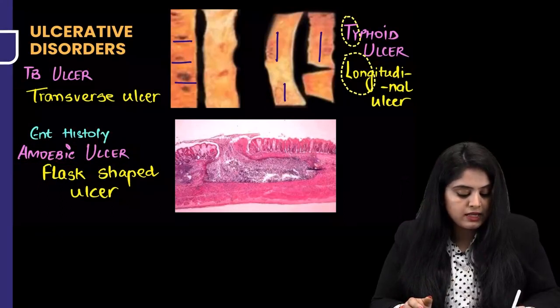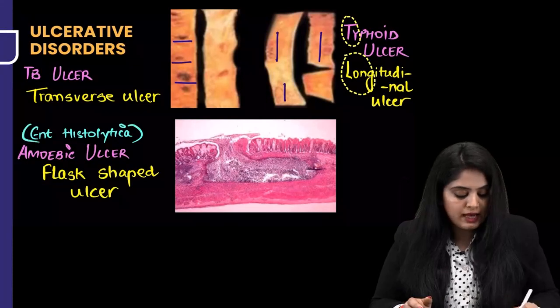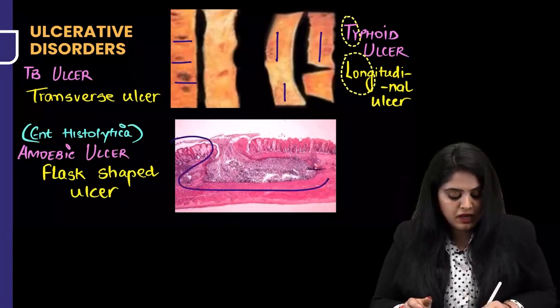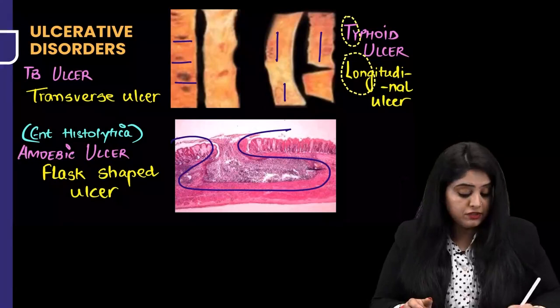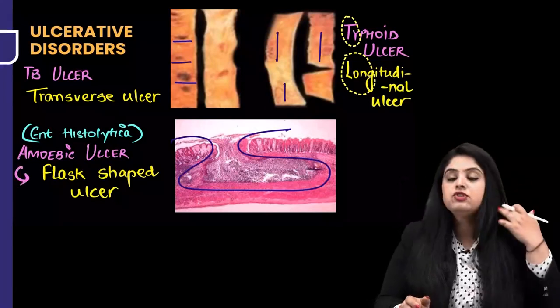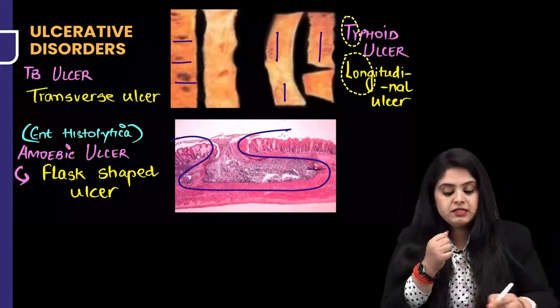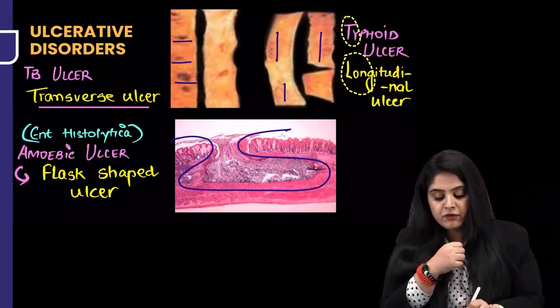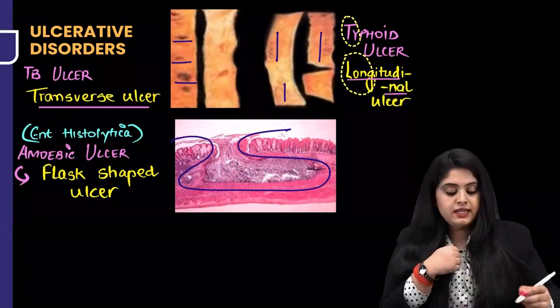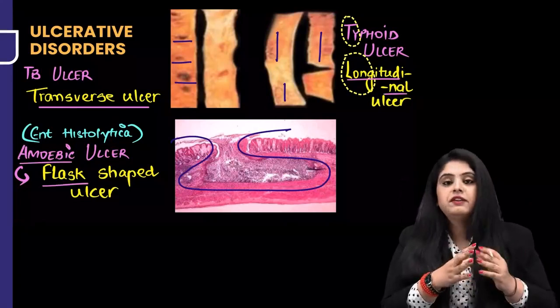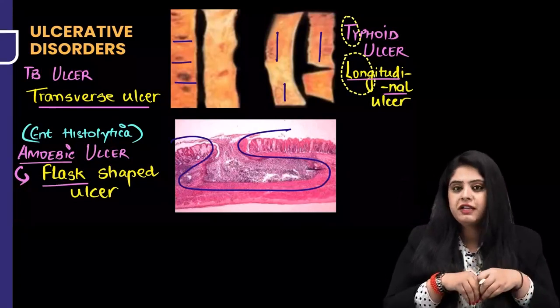I'm talking about Entamoeba histolytica, and I can see the very famous flask shaped ulcer coming out here. This is again a very important microbiology image. So three ulcers: TB is going to be transverse, typhoid is going to be longitudinal like the tie, and amoebic ulcer is going to be a flask shaped ulcer. These were the three infective ulcers.